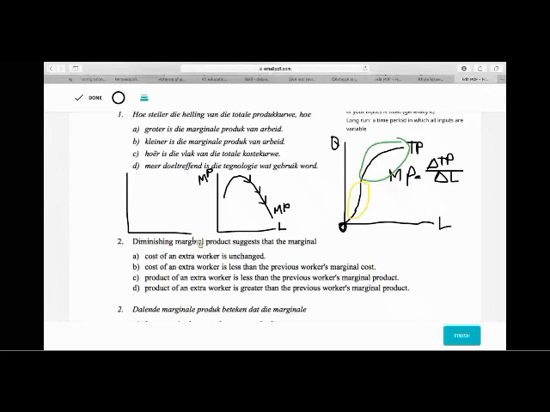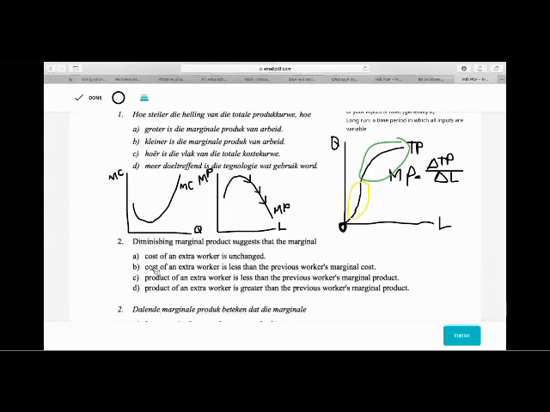So when marginal product goes up, marginal cost goes down. And when marginal product goes down, marginal cost goes up. So marginal product and marginal cost are the mirrors of each other. When the one is going up, the other one is going down. When the other one is going down, the other one's going up.